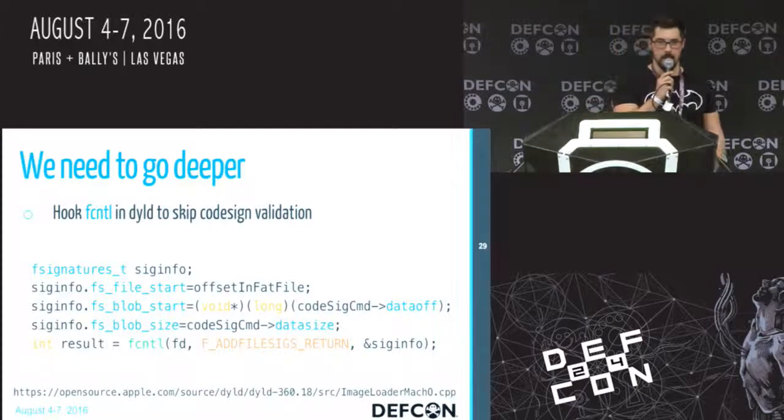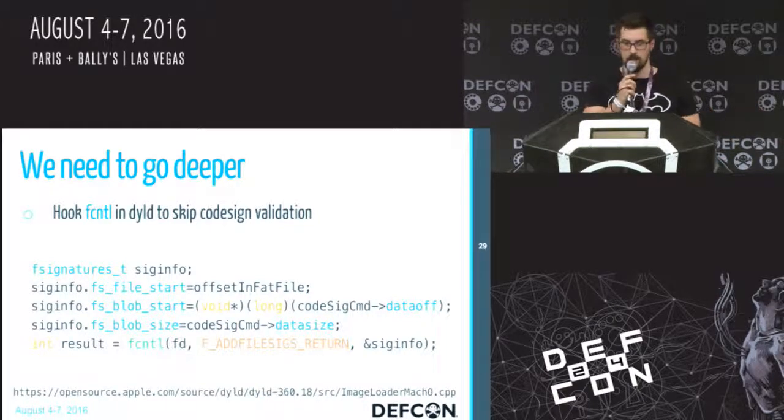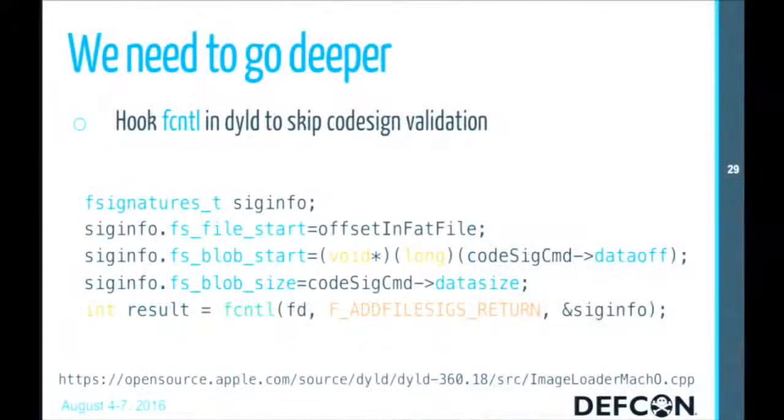So I started playing with the dynamic linker. As you remember, the dynamic linker is a part of a process, and it's responsible for mapping the segments in memory, loading the code signature block from disk, and even forcing the kernel to do the actual code sign check. It relies on the fcntl syscall for loading code signatures.